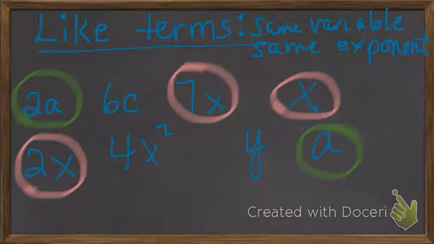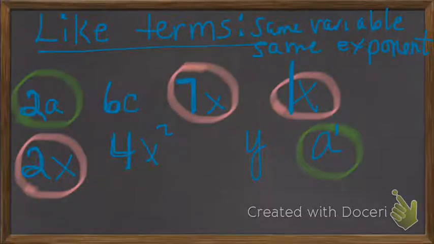Now, I do want to mention that if there's no exponent explicitly written on that variable, it's understood to be a little 1 up there. We just don't write it, okay? And also, the coefficient is the number that's in front of the variable. So 1 is a coefficient, even though it's understood to be there. 7 is a coefficient. 2 is a coefficient. 4 is a coefficient. 6 is a coefficient. It's the number being multiplied to that particular variable.